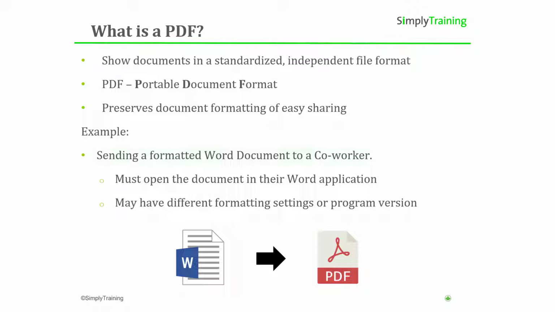For example, you may want to send a formatted Word document to a coworker. Once sent, they would have to open the document in the Word application on their computer. Your document may not display the same on their device if their application is set to different formatting settings, or it may be affected if you are both running different versions of the program. If you converted the document to a PDF before sending it, since they are independent from the operating system or any specific application, your coworker would be able to open the document and view it exactly as intended.